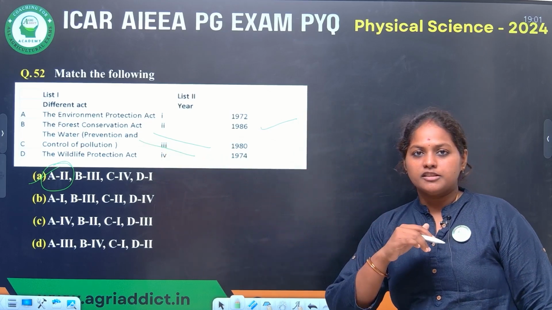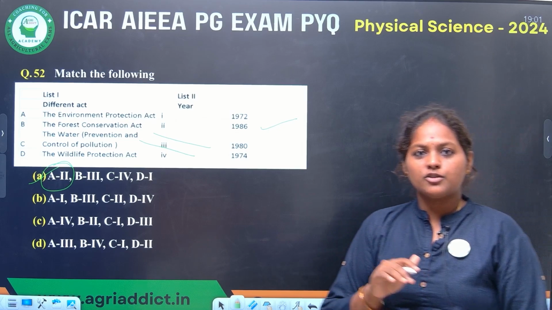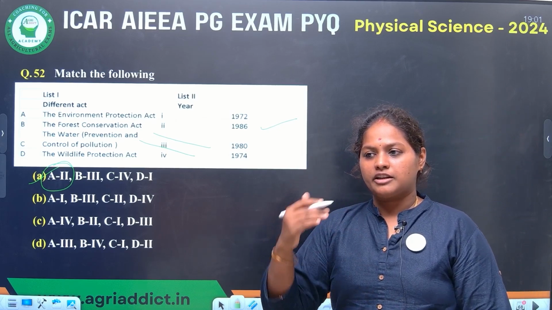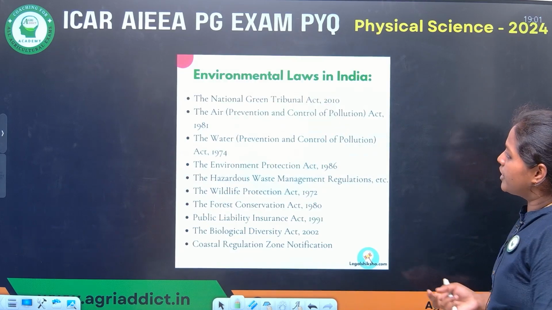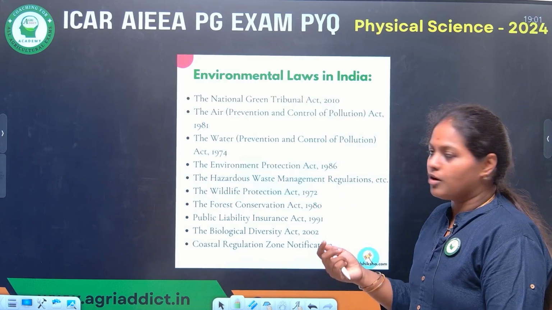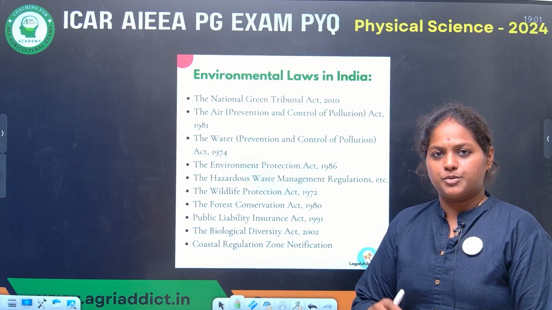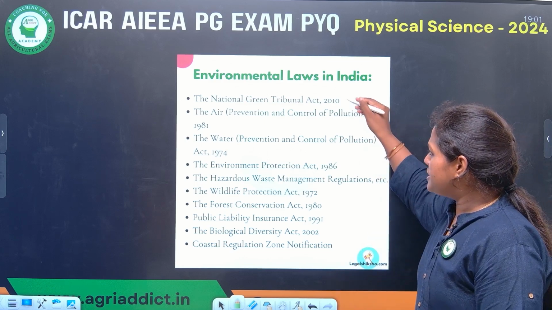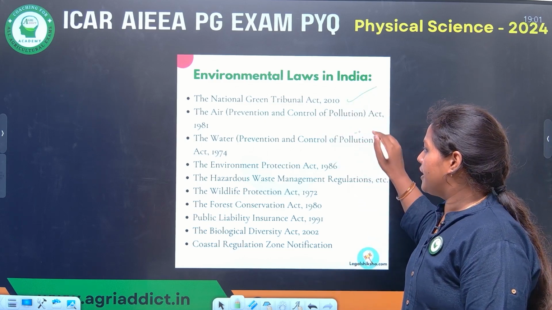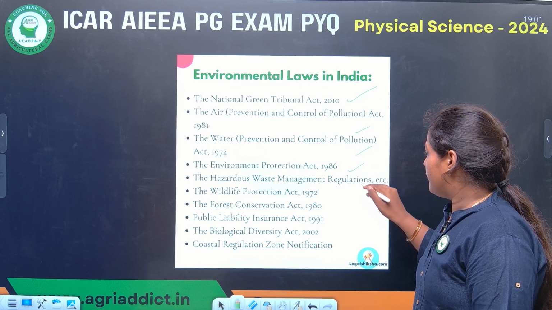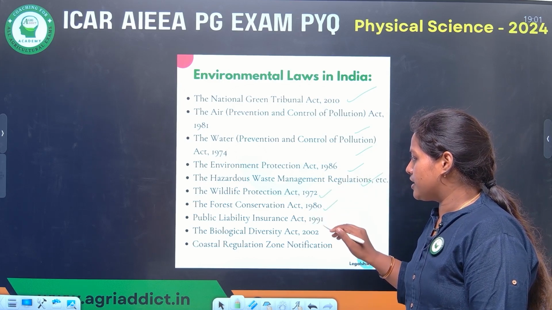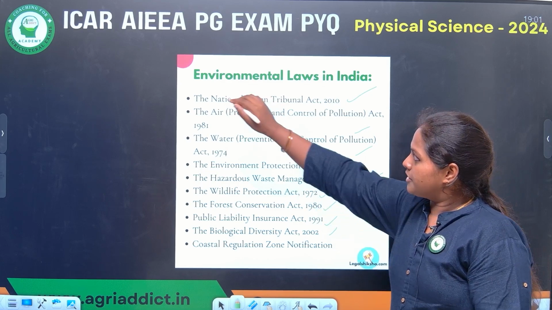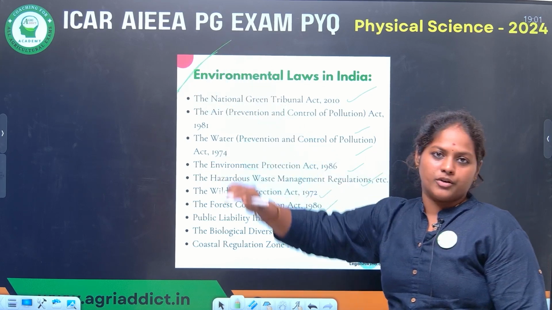In environment science, whatever you read or not read, you should read different acts and conventions, tribunals, many are there. I have given very few important environmental laws that are in India especially. NGT, National Green Tribunal Act, Air Act, Water Act, EPA, Waste Management Rules, Wildlife Protection Act, Forest Conservation Act, like this. Just read these laws before going to exam.